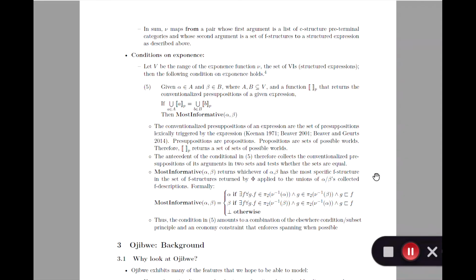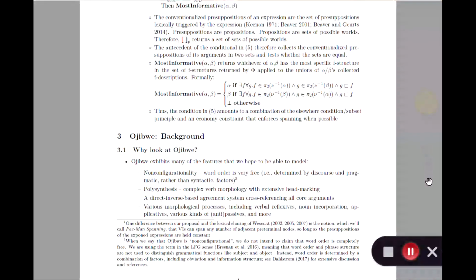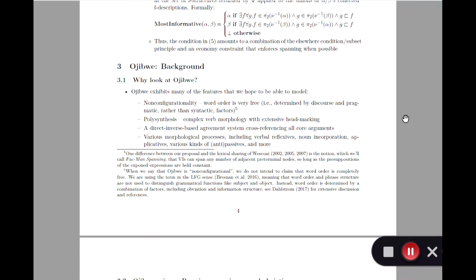And so that brings us to the end of the exposition of the theory itself, and now we'll look at our analysis, putting the theory and the framework into action by looking at Ojibwe inflection. So Ojibwe exhibits many of the features that we hope to be able to model very well, including non-configurationality, polysynthesis, and a direct-inverse-based agreement system which cross-references all the core arguments in a clause.